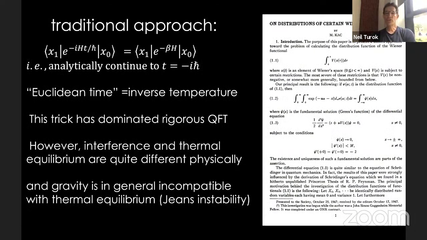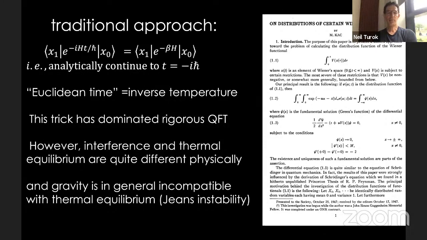Now, the traditional approach to defining the path integral is this one. You take a real-time amplitude up here, and you analytically continue the time to minus i h-bar beta, and then you get a real exponential factor. This approach is, of course, the Wick rotation, but it's actually due to Mark Kac, a mathematical physicist who learned about Feynman's path integral and realized that you could apply this trick to define it. The Euclidean time plays the role of an inverse temperature.